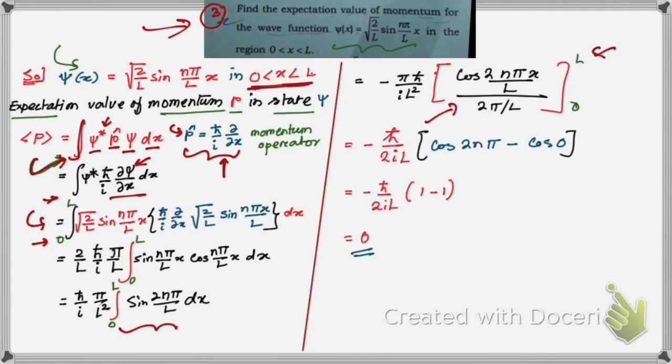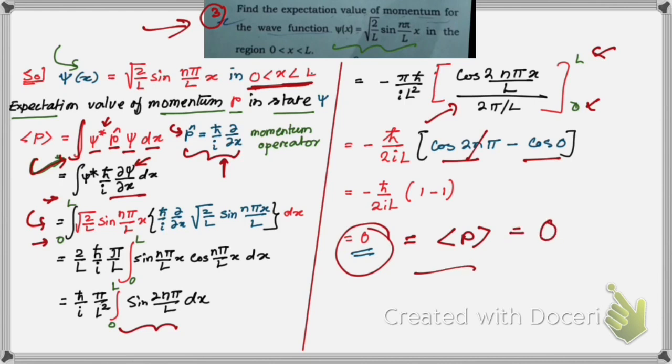Now let's put the upper and lower limits. We have got this result, and cos twice n pi is equal to 1, and cos 0 is also 1. That's why we have got 0. So this is the expectation value of momentum, that is 0. Hope you have understood. Now let's move on to the next question.